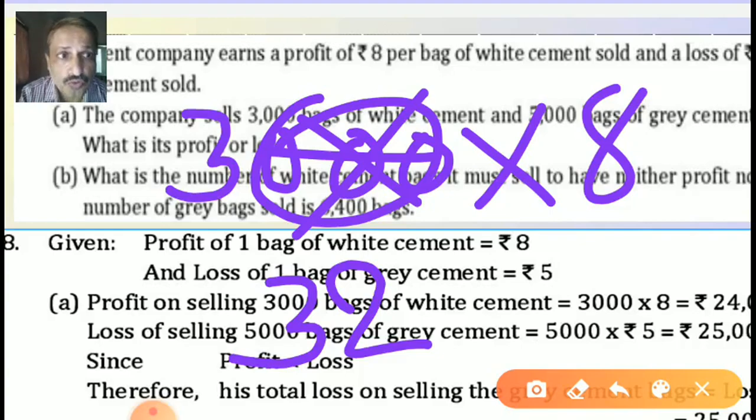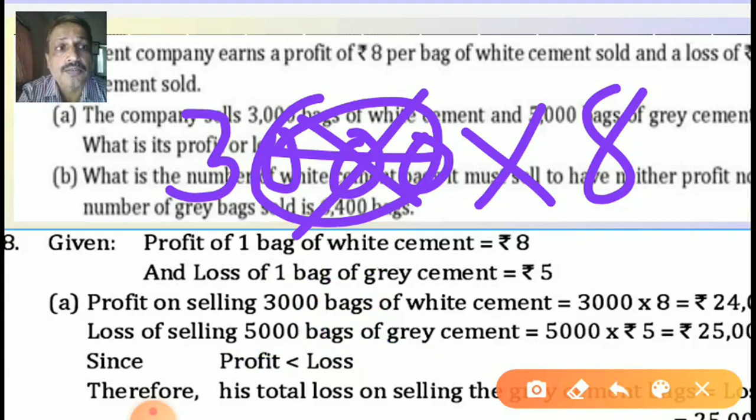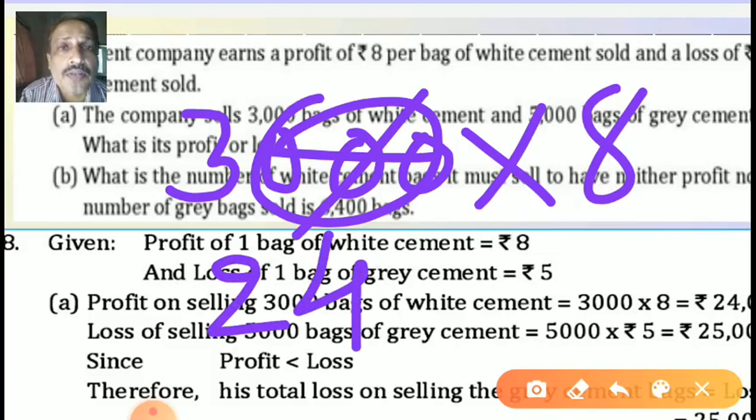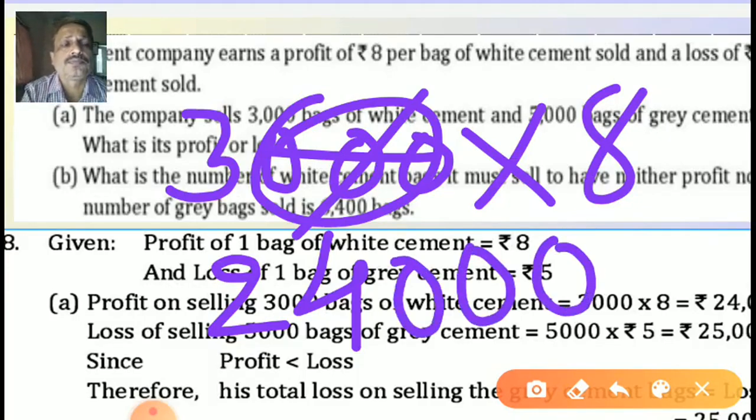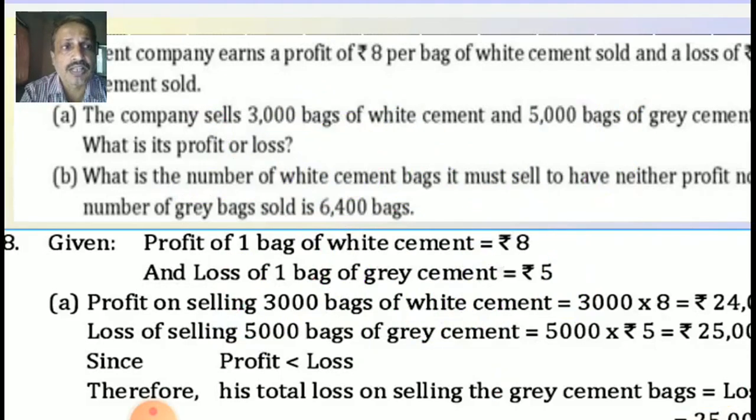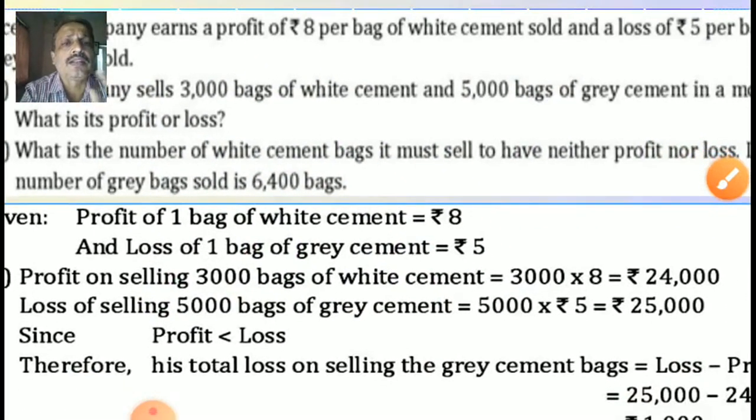Sorry. Yes, you are right, 24. 3 8s are 24. How many zeros did you send out? Yes, 3. Add 3 zeros after this 24. The answer is 24,000 rupees profit. Let's check the answer. Yes, 24,000 profit.